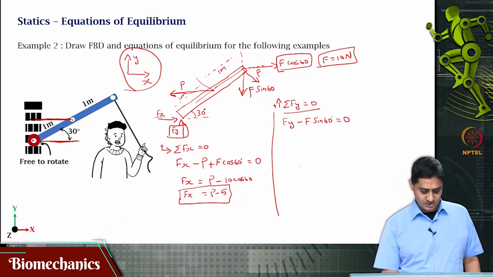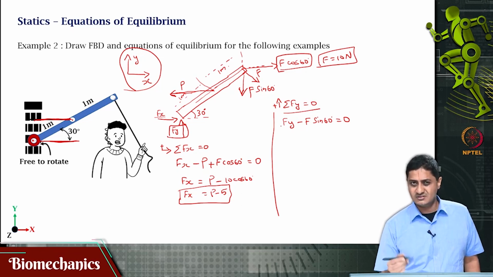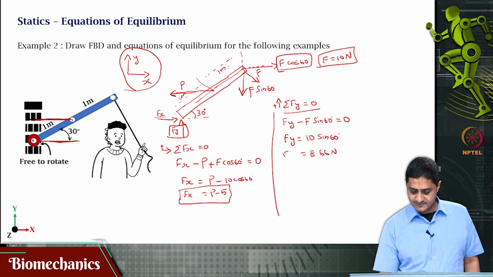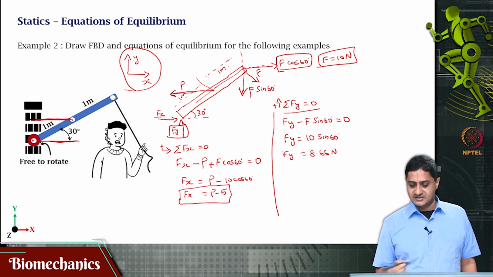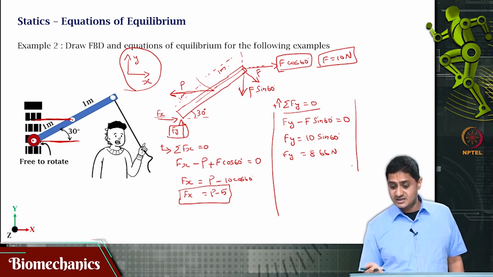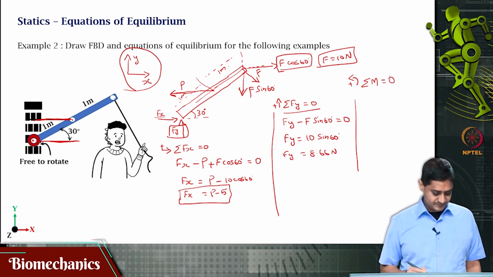So, I am writing this as 0 and I am substituting F is equal to 10 and substituting for sin 60. You can use a scientific calculator and you will get Fy as 10 times sin 60 or 8.66 newtons. Are we done? The answer is no, because this is a static equilibrium problem in 2D, and there will be 3 equations of equilibrium, the third equation being sigma M, counterclockwise considered positive, is 0.